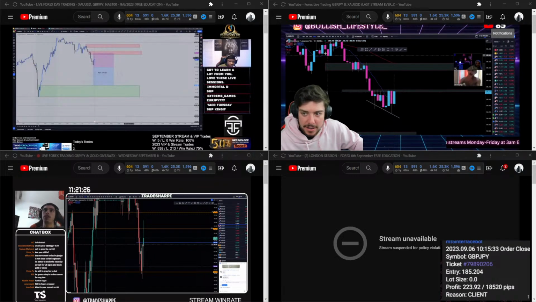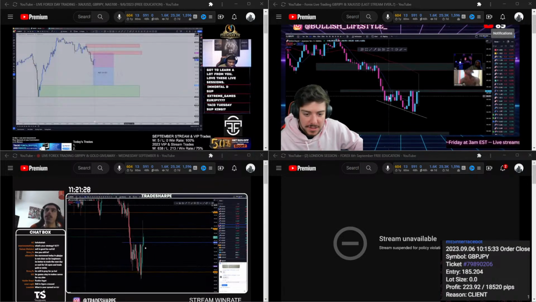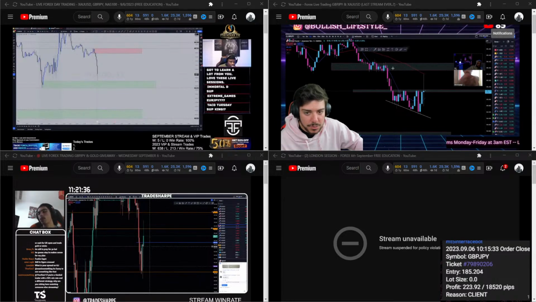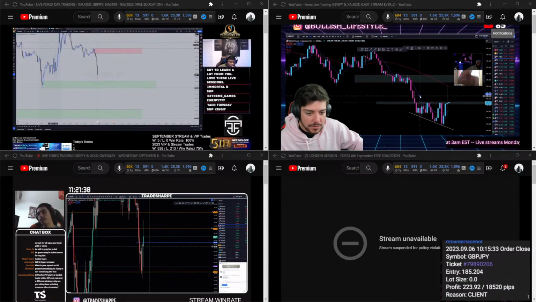That was confusing me. That popped up. This is exactly what happened to Goldinium yesterday, but the opposite way around. On a 5-minute closing back inside this range, and it still should be okay.